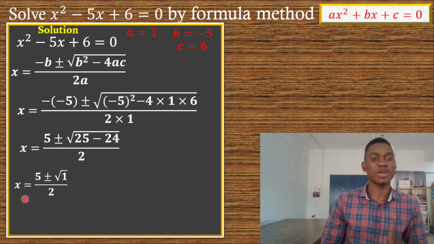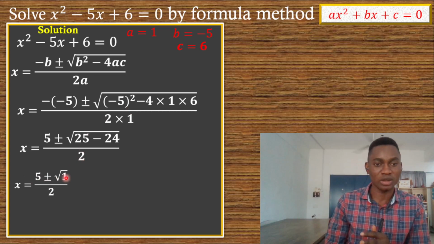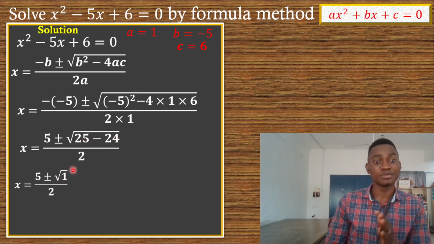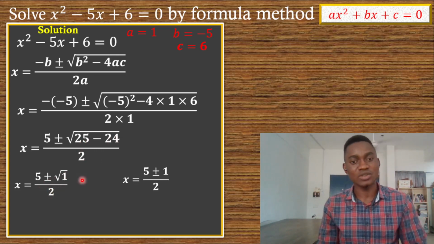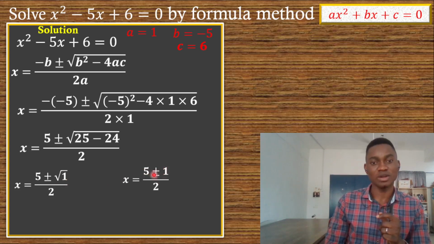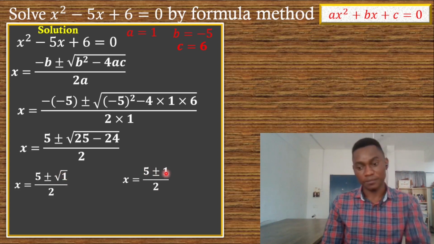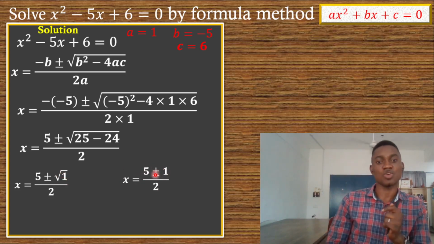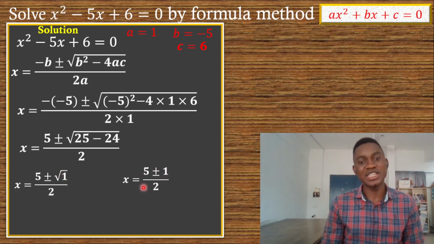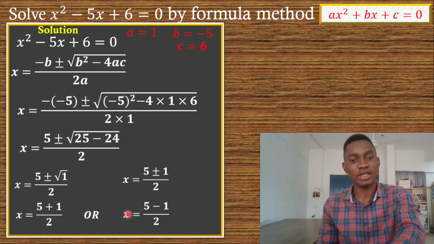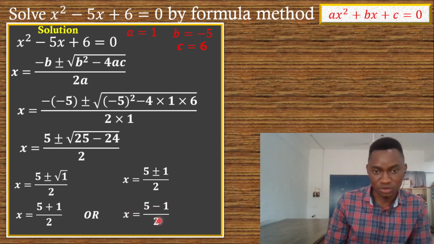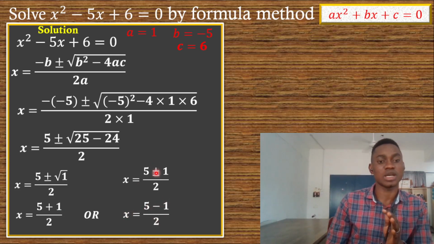Then we proceed. We have x equals 5 plus or minus the root of 1, since 25 minus 24 gives us 1, then everything over 2. At this point, we have x equals 5 plus or minus 1 all over 2, because the root of 1 is 1. Here we have plus or minus, so we proceed to solve for x equals 5 plus 1 over 2, or x equals 5 minus 1 over 2. This is how we took care of the plus and minus.